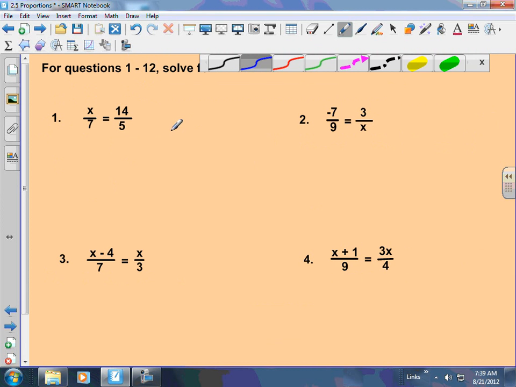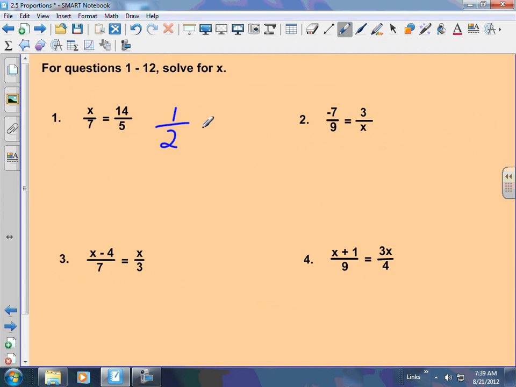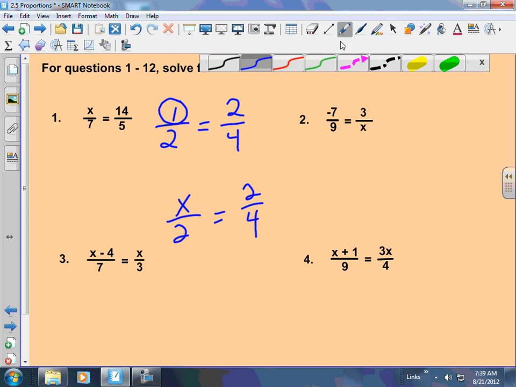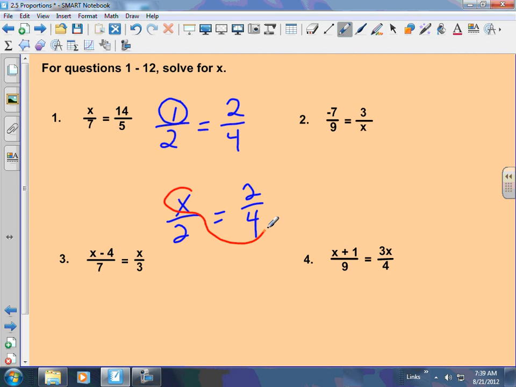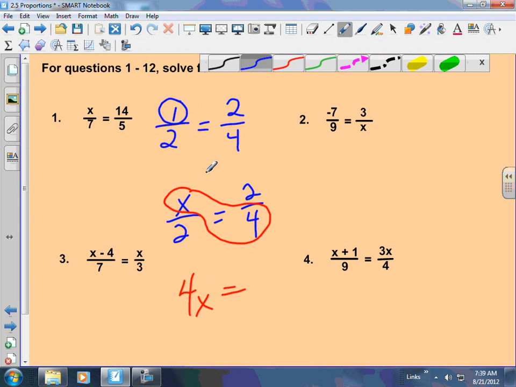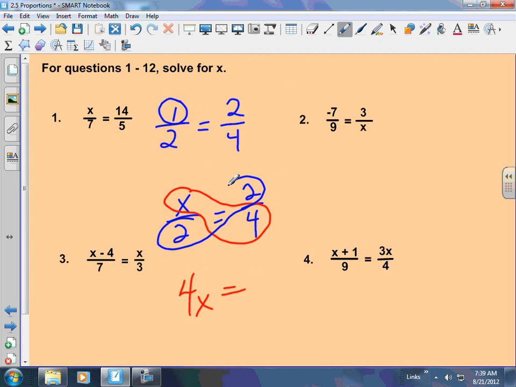Proportions are two fractions that are equal to each other. For example, 1/2 equals 2/4. These fractions are equal. So let's say that I had x over 2 equals 2/4. Let's pretend we don't know what this number is. Now, this is how I solve it. I cross multiply. 4x equals, and I cross multiply 4. Well, x equals 1. Well, we know that's true because we started off with the 1. That's all we're going to do.